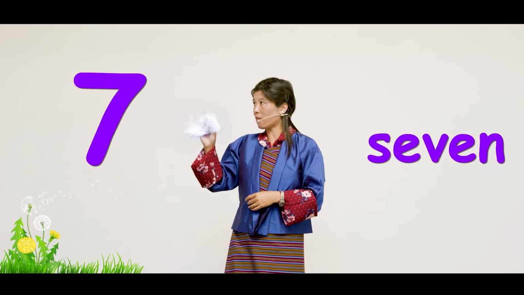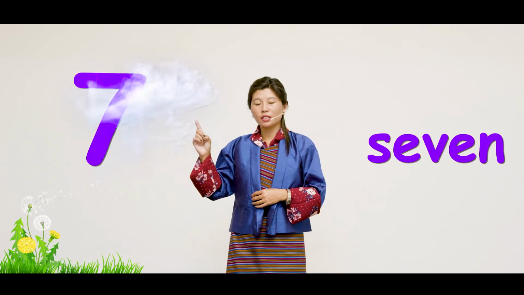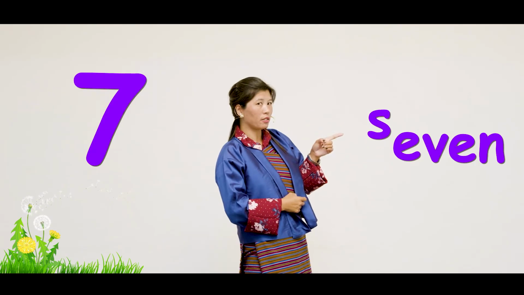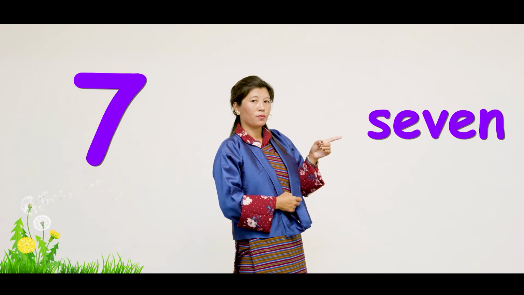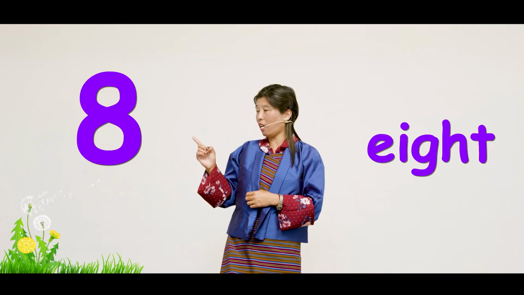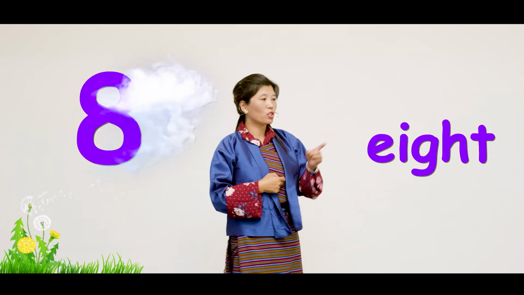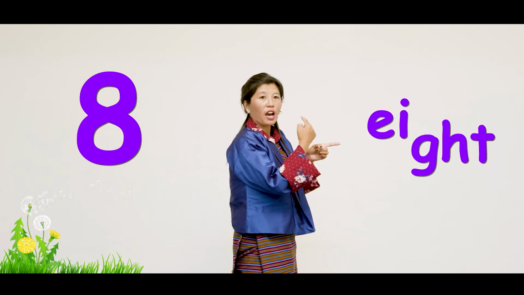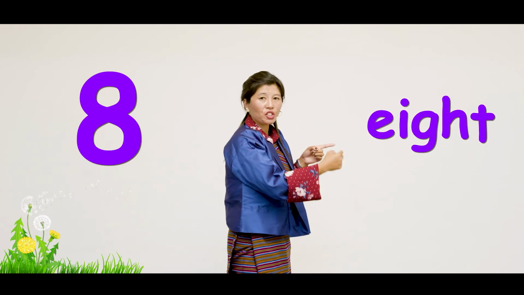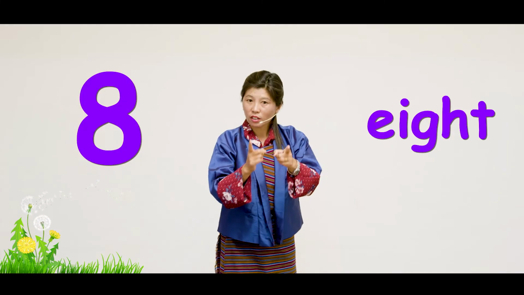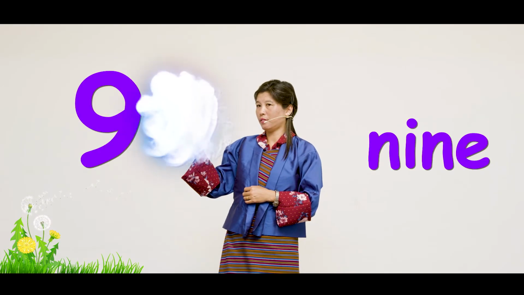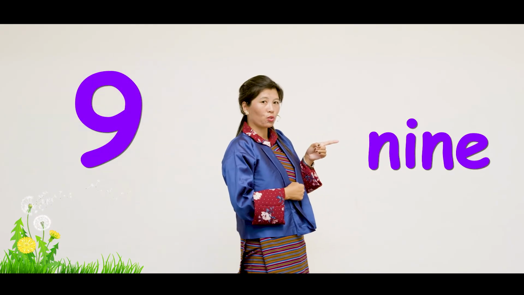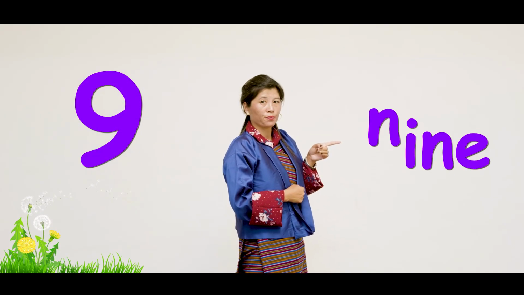Now we have 7 here. And this is how we write 7. Next, we have 8. Do you see how it's written here? It's E-I-G-H-T. Yes, 8. 9. And this is how you are going to write.